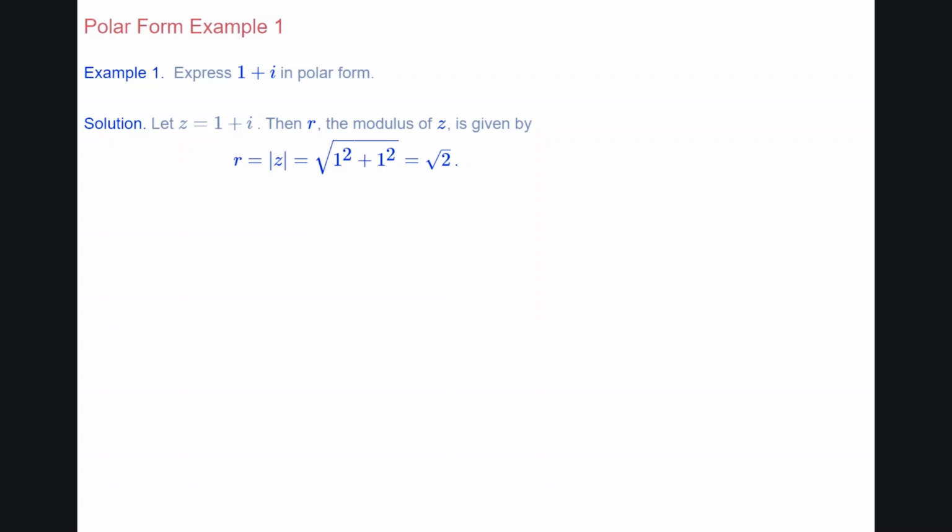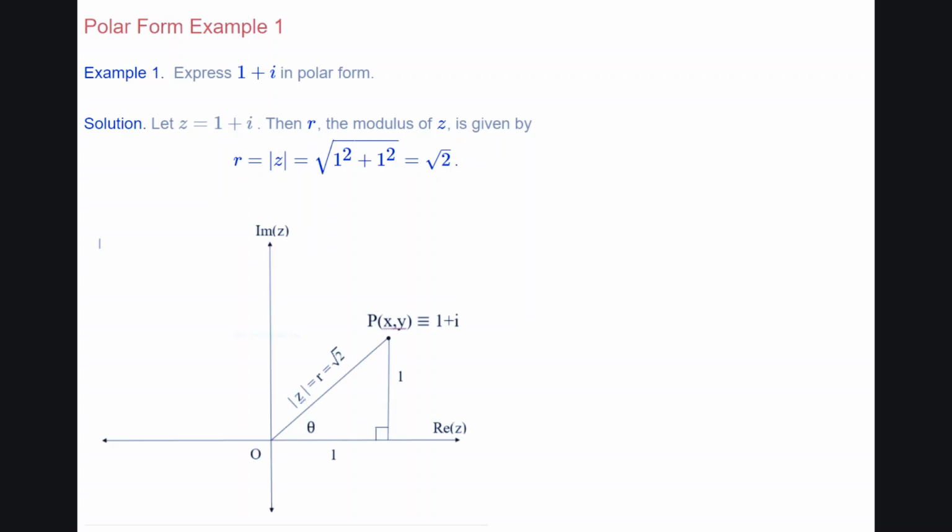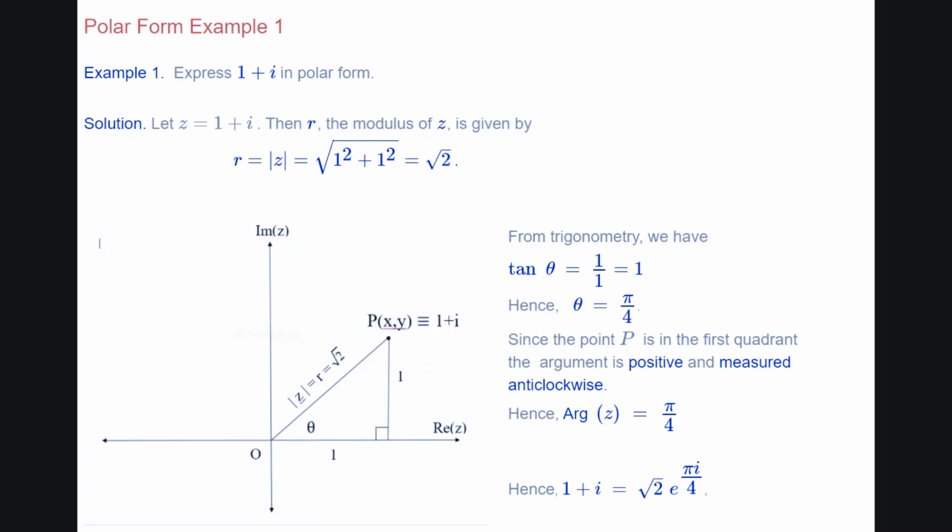Then r, the modulus of z, is given by r equals the square root of 1 squared plus 1 squared, which is the square root of 2. Remember that the modulus is the square root of the square of the real part plus the square of the imaginary part. Now, for the argument, we don't use a formula, we draw a diagram. We draw the diagram, and point P is in the first quadrant here. And from trigonometry, we know that tan theta is 1 over 1, which is 1. Hence, angle theta is pi on 4.